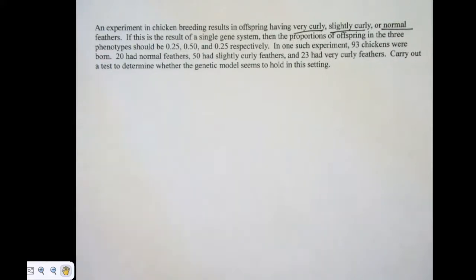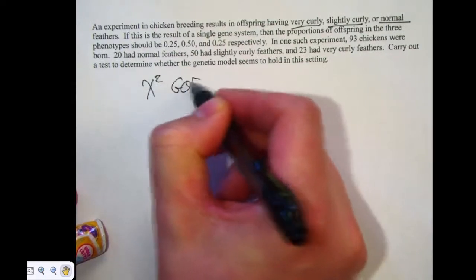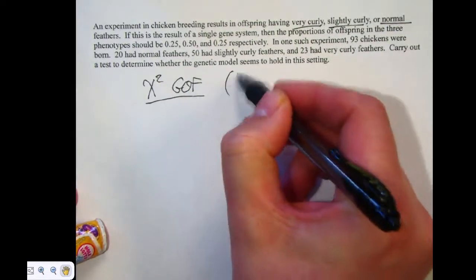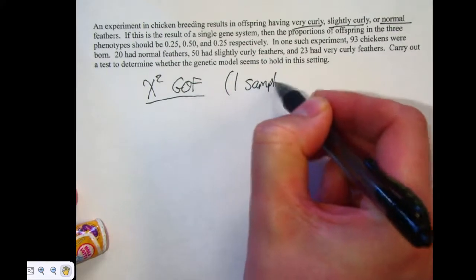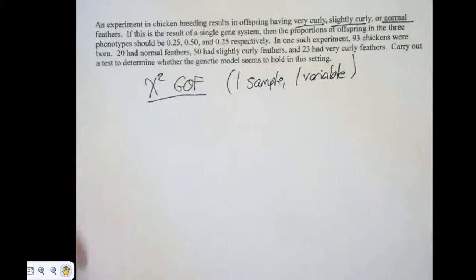So then again, how many samples did we take? One. How many variables are there? One. And what's the variable? Feather type, right? So it is a chi-squared GOF. I'm going to write one sample, one variable. You don't have to do that, but I think it's going to help you remember which is which.